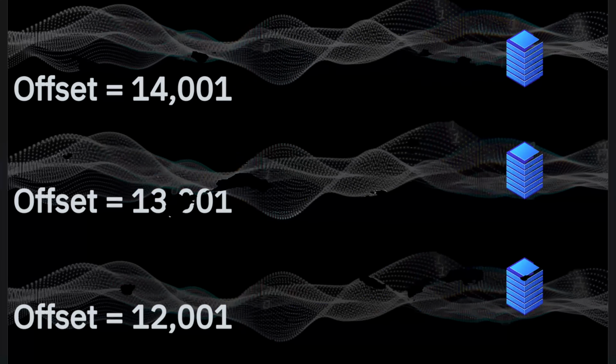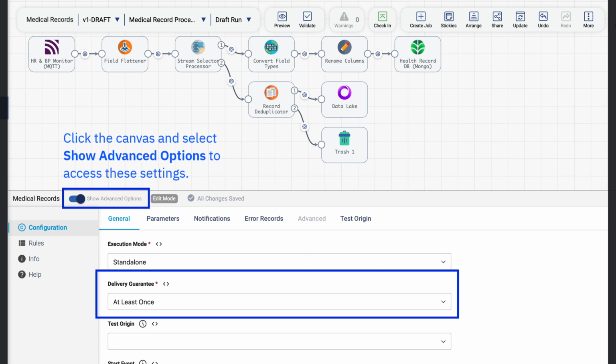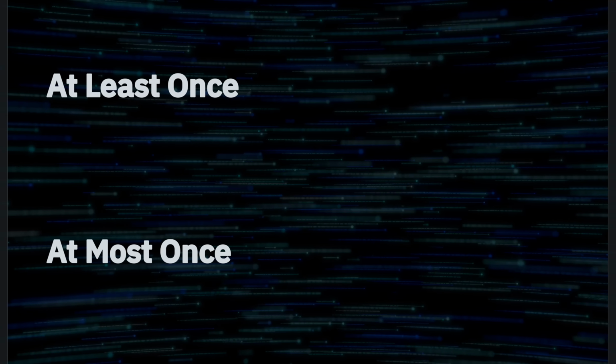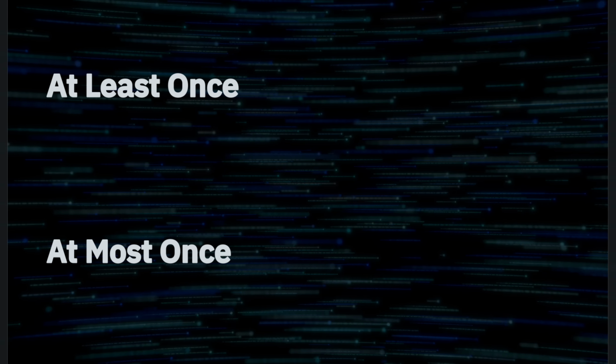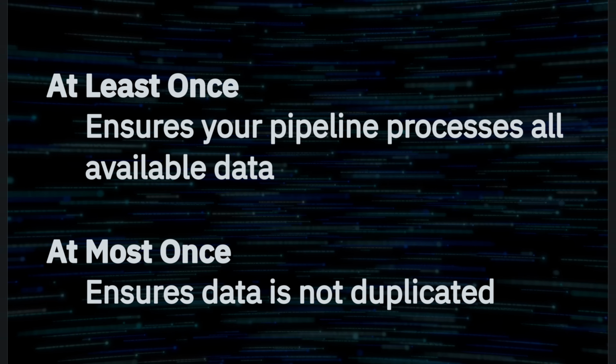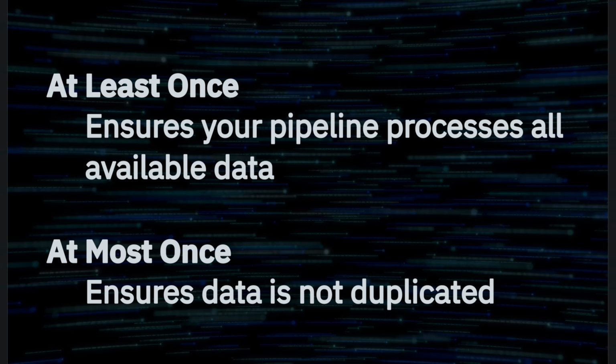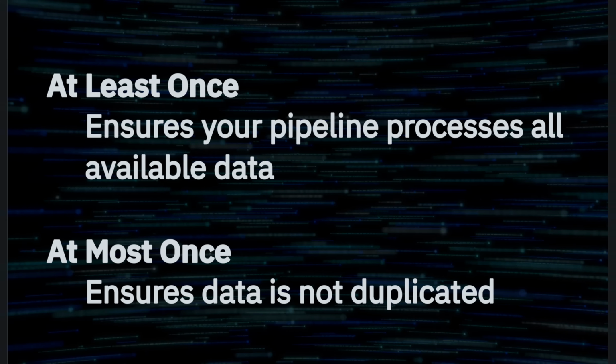Offsets are also used to establish a delivery guarantee. StreamSets pipelines provide two different delivery guarantees: at most once and at least once. At least once ensures that the pipeline processes all available data. At most once ensures the data is not duplicated by being processed more than once.